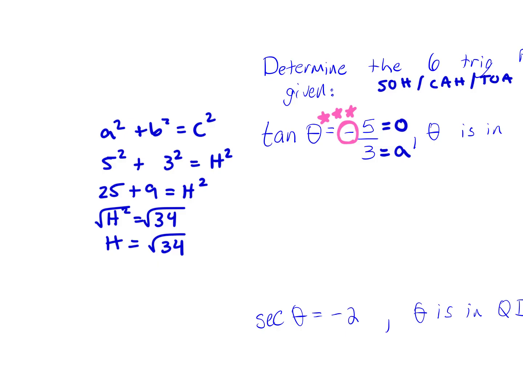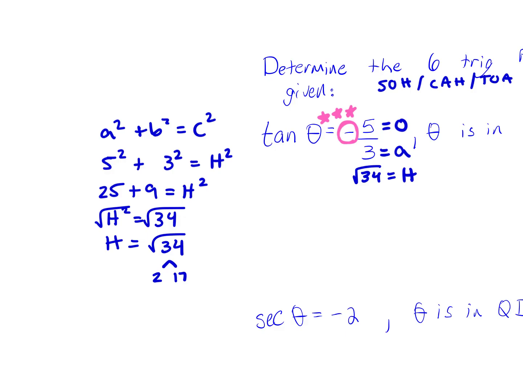Square root 34. Let's see if we can simplify. What are 2 factors of 34? 2 and 17. Can we break it down anymore? No. So we can't simplify square root 34. We're just going to leave it as that. So our hypotenuse is square root 34.